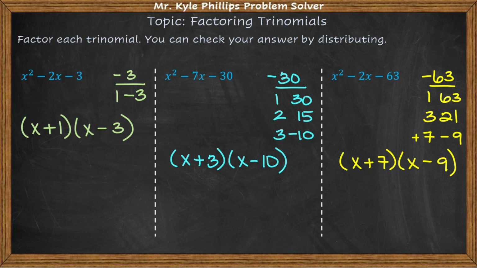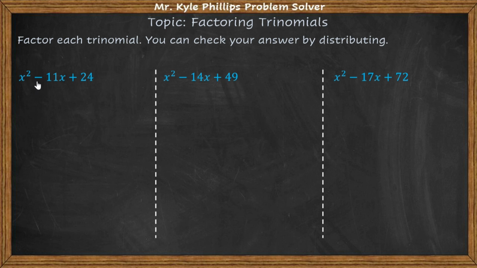All right, let's look at a few more examples. So here I have a negative and a positive right here. So let's think about that, 24. I want to multiply and get a positive answer. I want to combine and get a negative number. So because I'm multiplying to get a positive number, I know that my numbers both have to be positive or both have to be negative. And since I'm trying to combine and get this negative value, both of my numbers are going to be negative now.